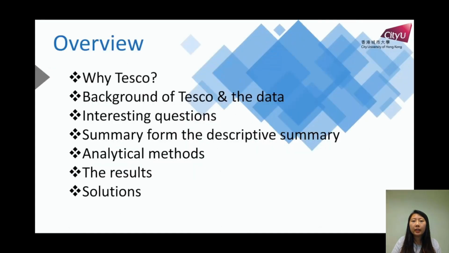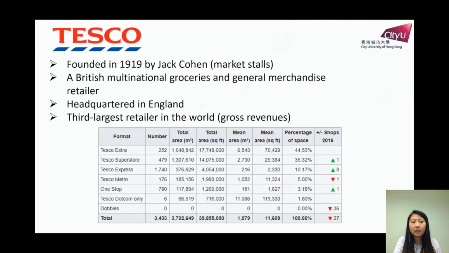Here's an overview of our presentation. I will begin with telling you why we chose Tesco and the background of Tesco. We chose Tesco because we thought there would be a lot of interesting information, for example, customers' background, like gender, affluency, their spending habits, or their spending amount, and we are also interested in the promotional strategies of the supermarkets.